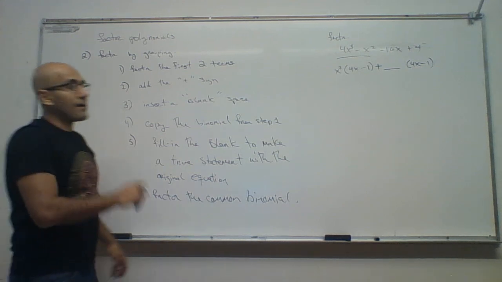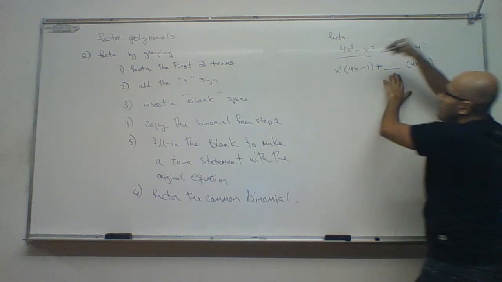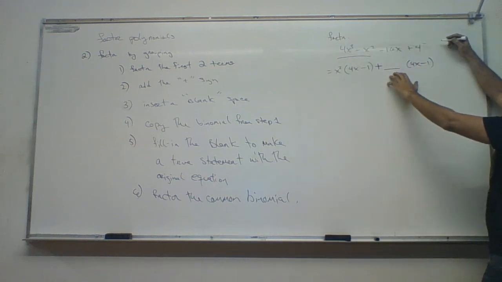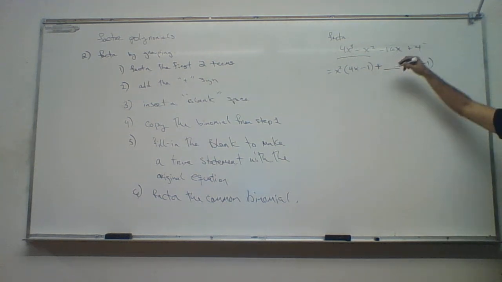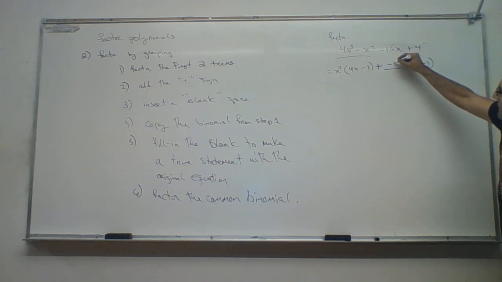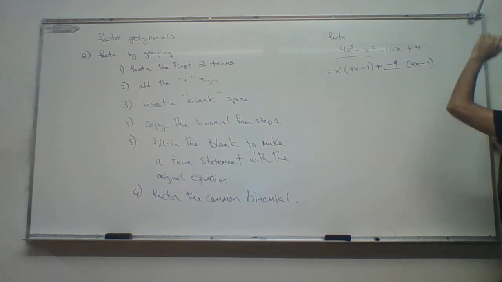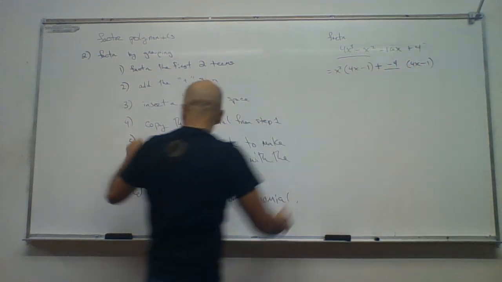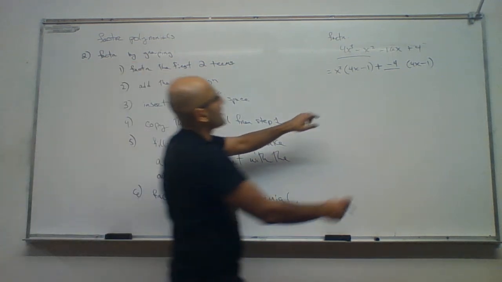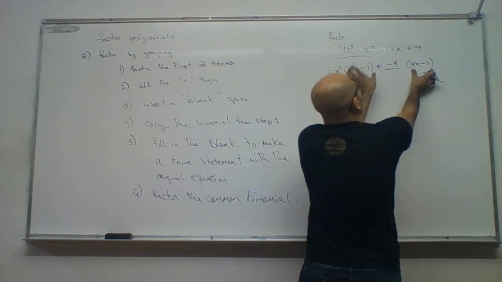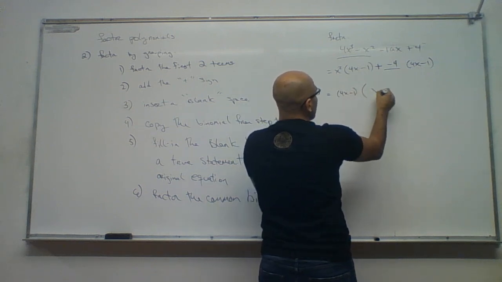Okay? So factor the first two terms, put a plus sign, put a blank, copy the binomial. Next step, fill in that blank. So you want to fill in this blank to make a true statement with the original polynomial. So we want this to be equal to the original polynomial. So blank times 4x equals negative 16x. Be careful about the signs. So what goes in that blank? Negative 4. Negative 4 times 4x gives you negative 16x. Negative 4 times minus 1 gives you positive 4. Okay, so that's this guy. And finally, the tricky part, noticing that this is a common binomial that can be factored out. So this would be 4x minus 1, parentheses, x squared minus 4.